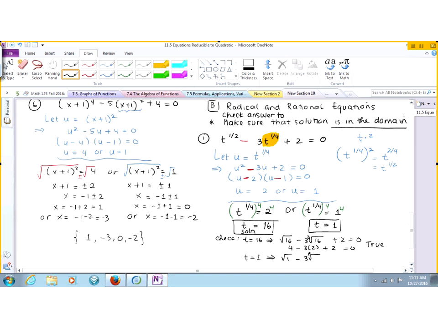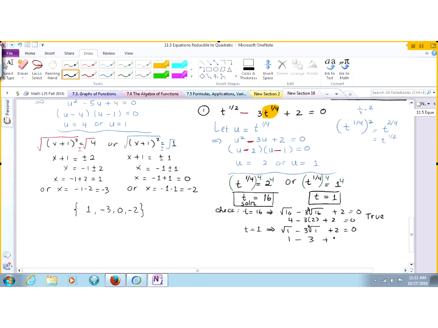So what is square root of 1 minus 3 times the 4th root of 1 plus 2? It is 0. So 1 minus 3 plus 2 is 0. Yes, it is true. So both are solutions. Yeah. All right. Doable? Mm-hmm. All right.